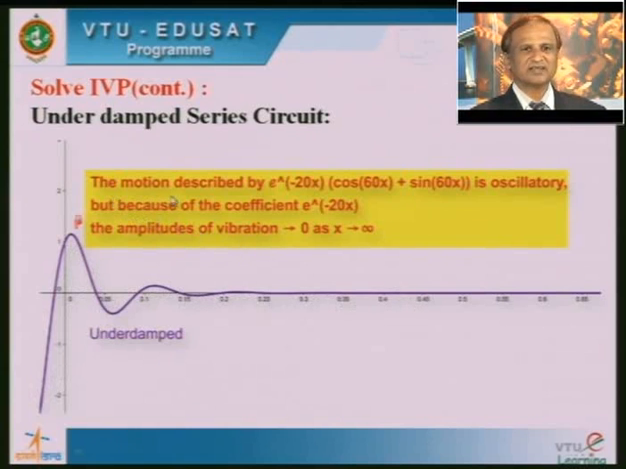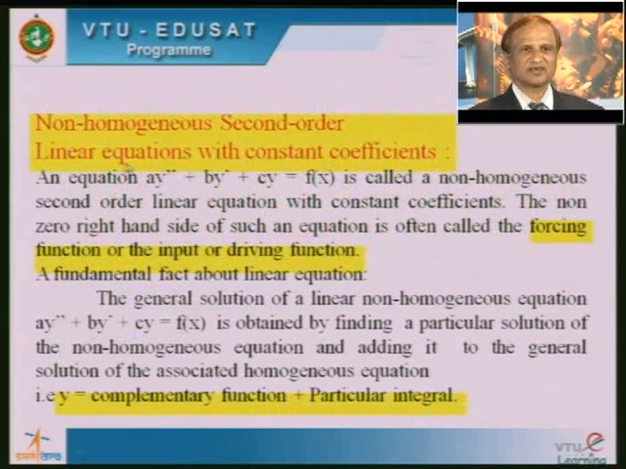Is it clear? Right? The motion described by the solution of the given equation is oscillatory, but because of the coefficient of the exponential term, the amplitude of vibration tends to 0 as t tends to infinity. Is it clear? That is the meaning, right?